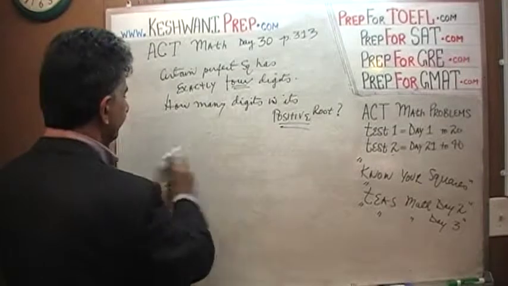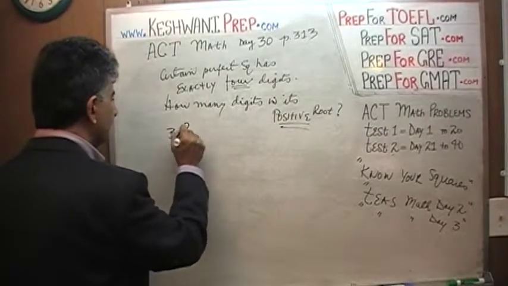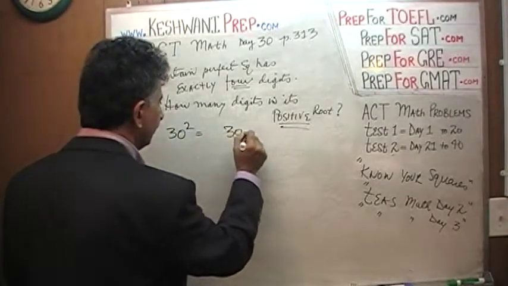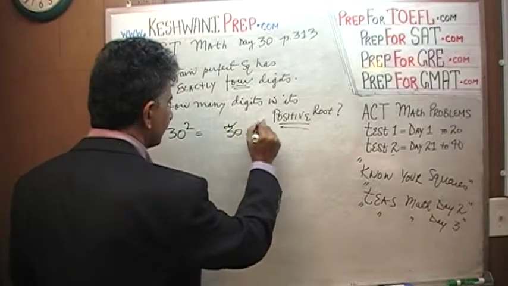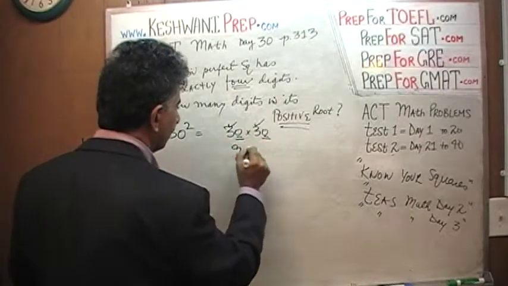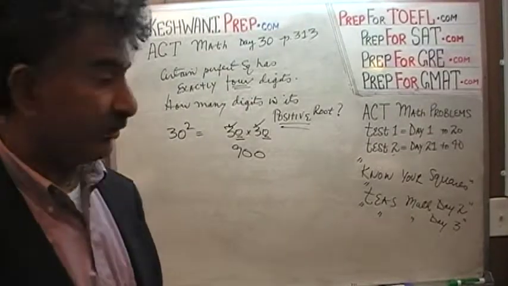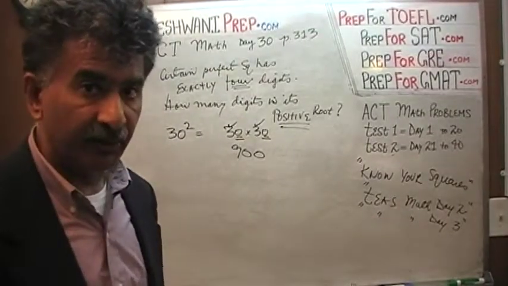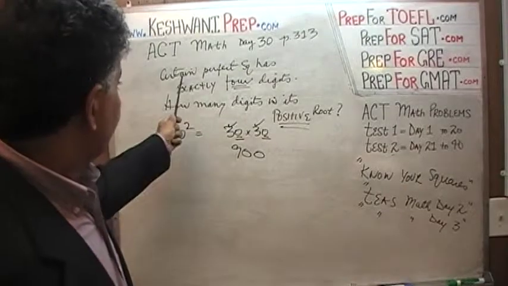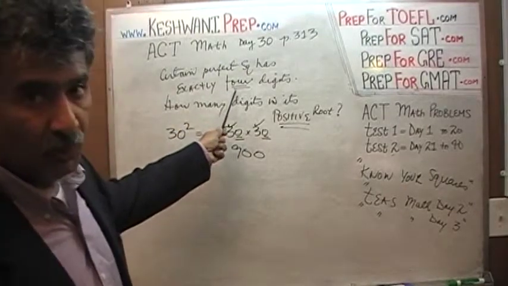Let's try 30, shall we? 30 squared is 30 times 30. Again, 3 times 3 is 9, and then we have a 0 and a 0. Well, that's 900. We're getting very close to 4 digits, but still it's only 3 digits. It's 900. We need to get to 1000. It says a certain perfect square has exactly 4 digits.